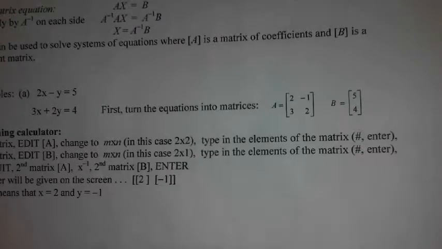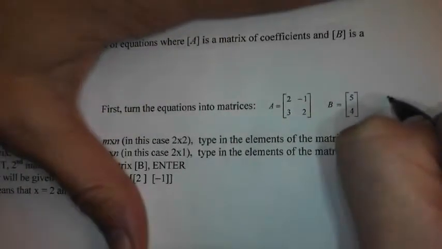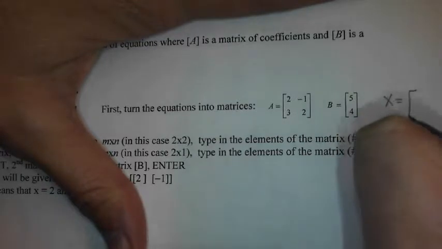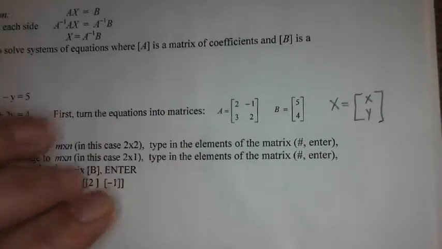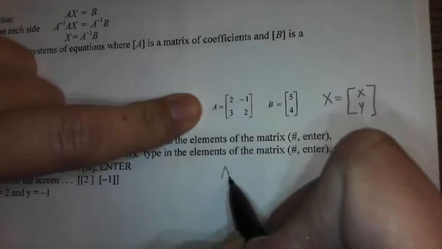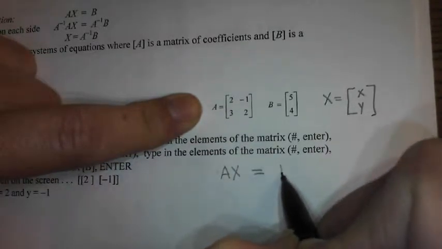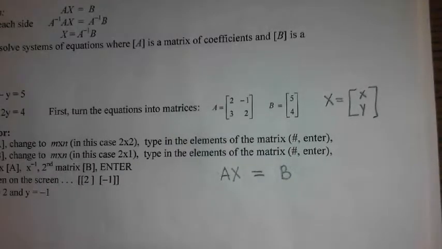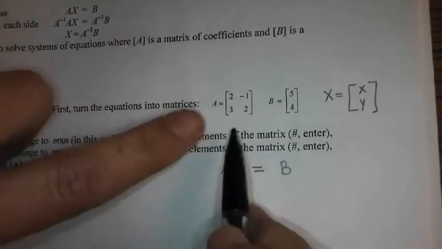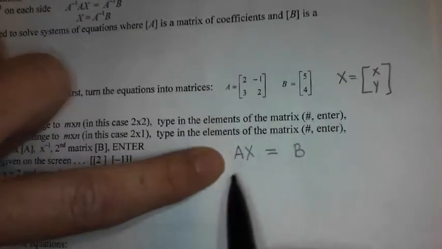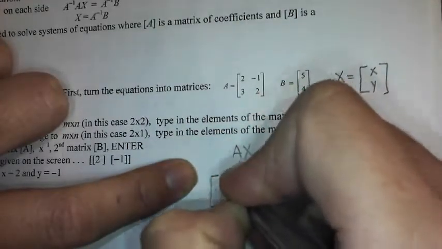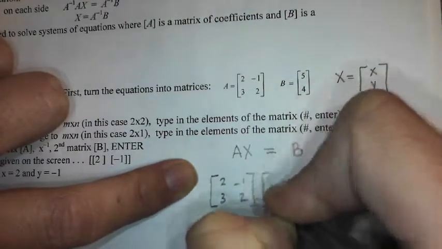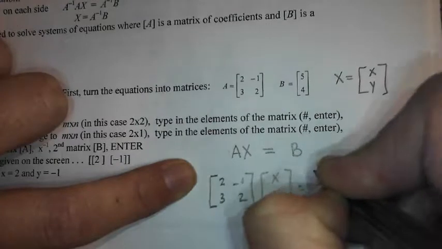So I want you to insert an X matrix, which is just X and Y. And here's really what we're doing. I want you to write AX equals B. And I'm going to pull the appropriate matrices down in the right spot. So A, I'm going to bring down the 2, 3, negative 1, 2. The X is the X, Y, equals the B, which is the 5 and the 4.